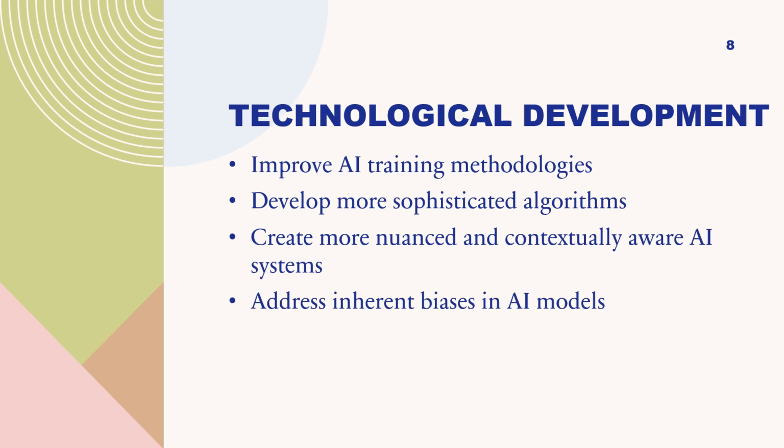Then the fifth one is technological development. So by identifying and understanding AI mistakes, researchers and developers can improve AI training methodologies. They can develop more sophisticated algorithms. They can create more nuanced and contextually aware AI systems. They can also address the inherent bias that comes into these models from data.